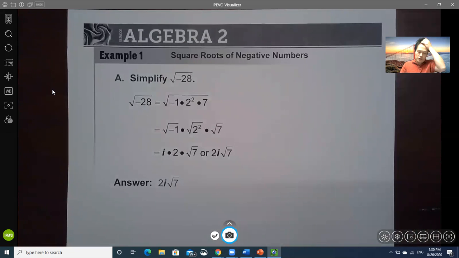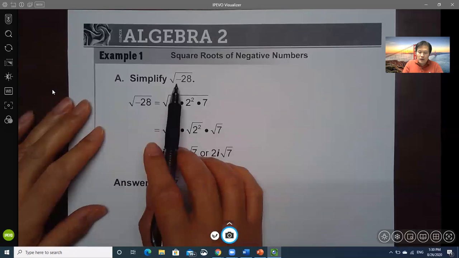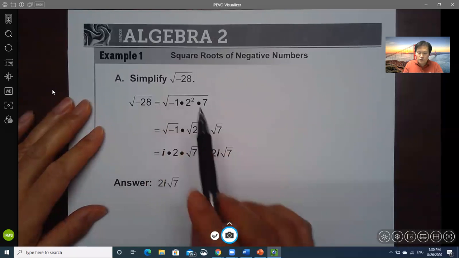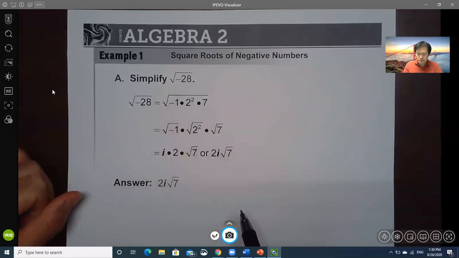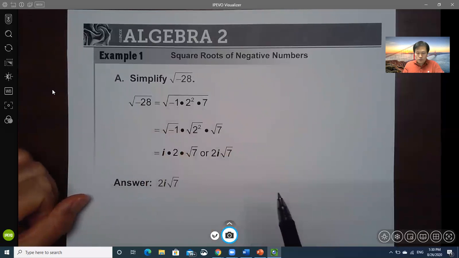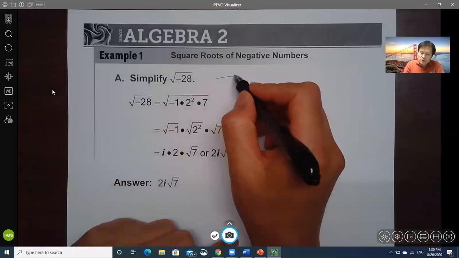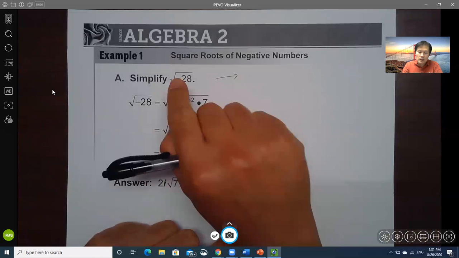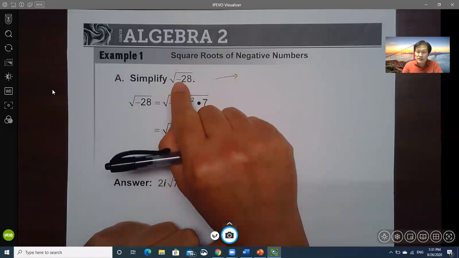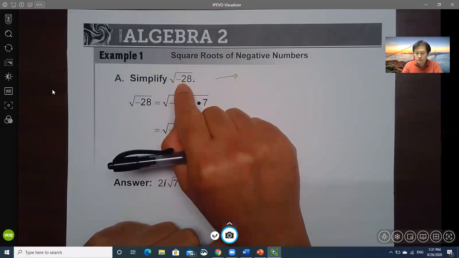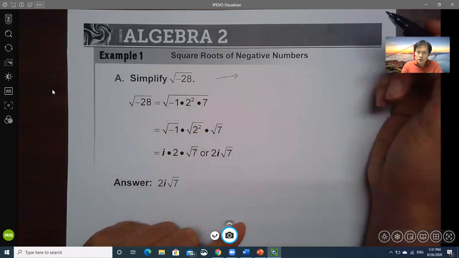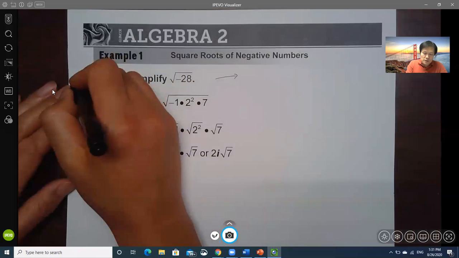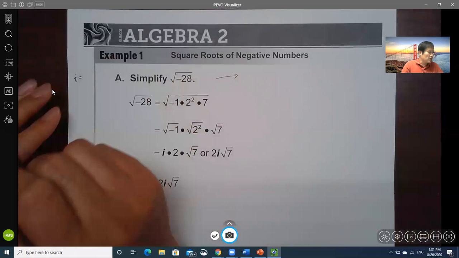Okay, first question. Simplify square root of minus 28. So, first thing I want you to do is take out minus inside the root. One thing you need to know in this chapter is i is the imaginary number.